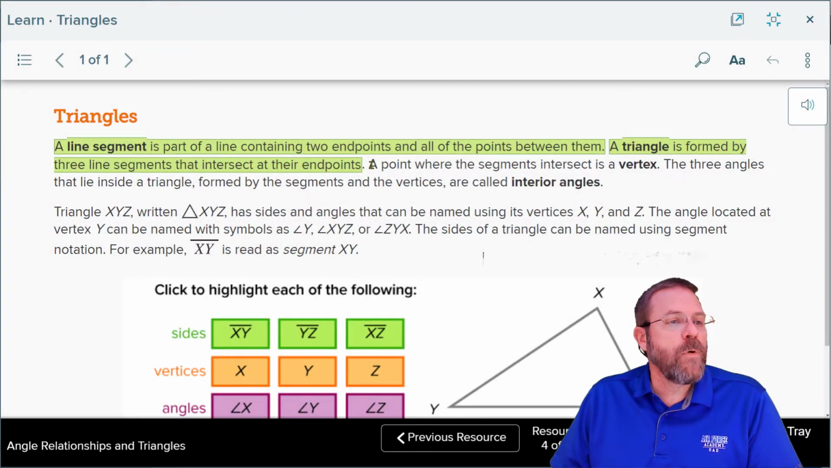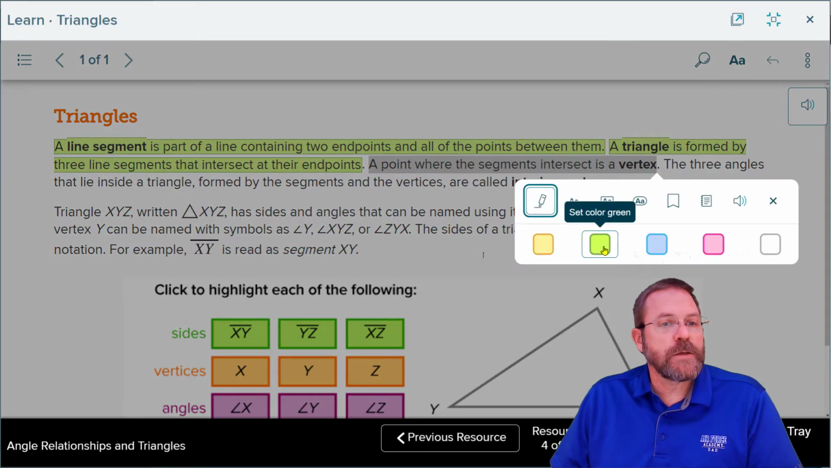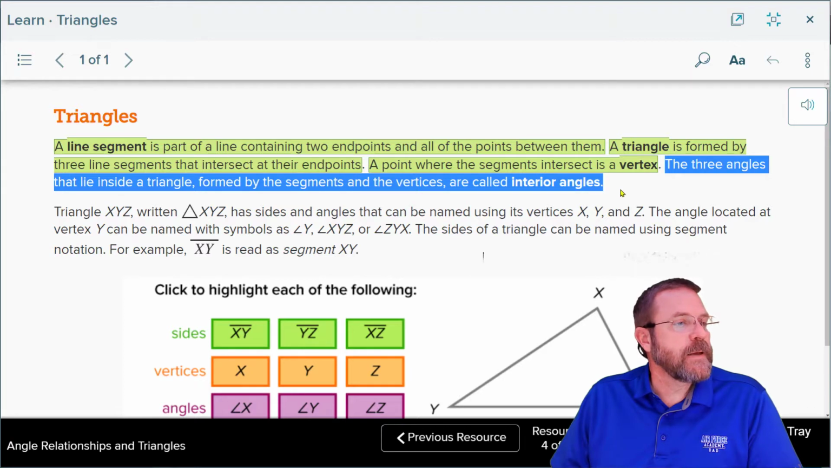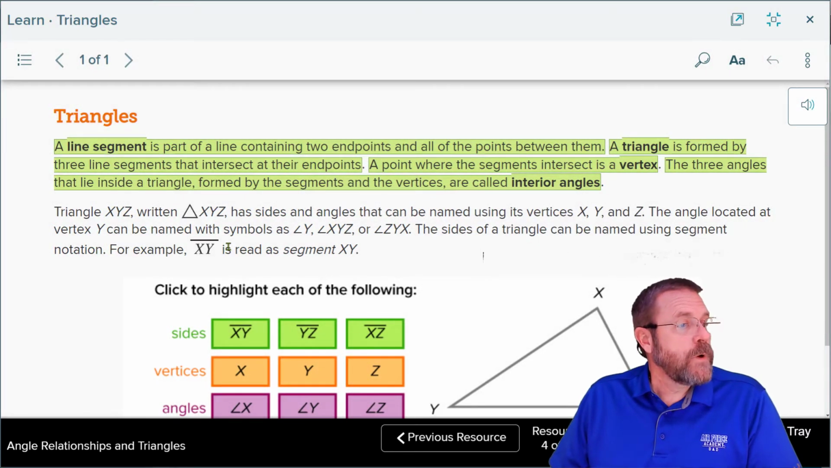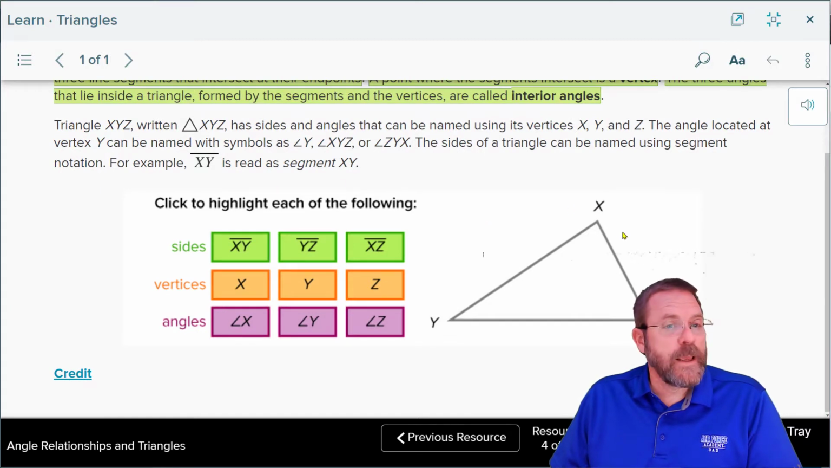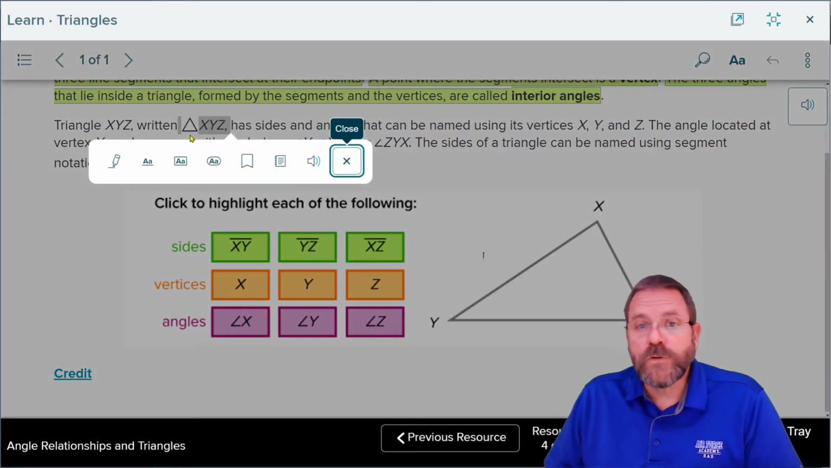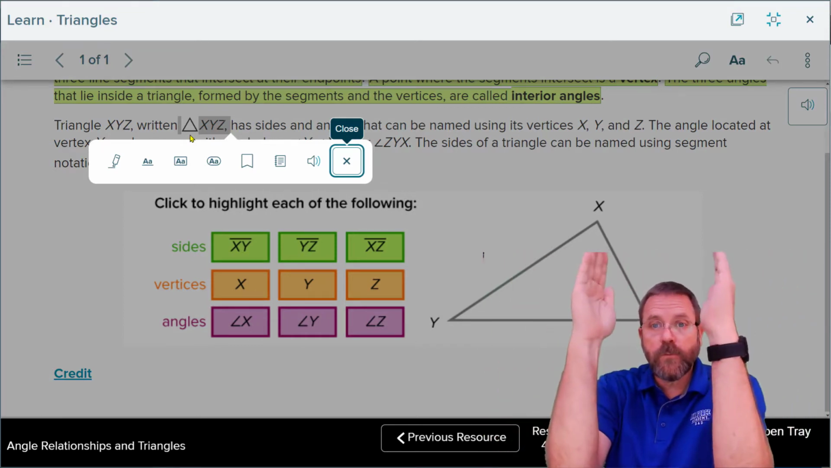And then a point where the segments intersect is known as the vertex of the triangle. And then finally, the three angles that lie inside the triangle formed by the line segments and the vertices are going to be called the interior angles. So we're going to highlight all of those. Triangle XYZ, and you can see they have the X, Y, and Z right there. And it is written right here with a little triangle, just like we did the perpendicular lines with a perpendicular symbol, and the parallel lines with the parallel symbol.